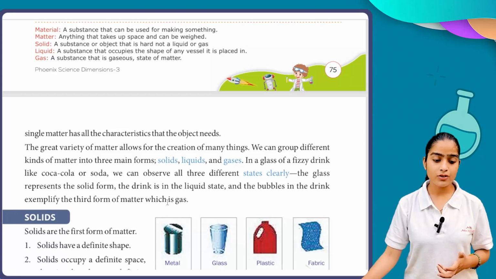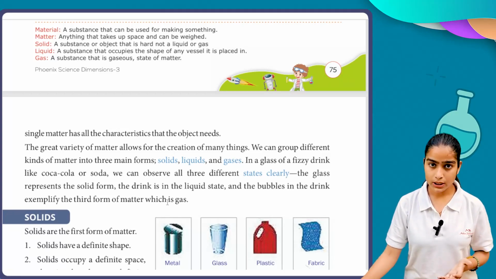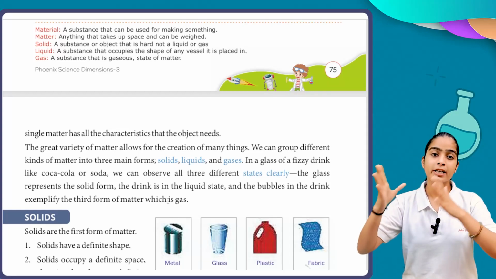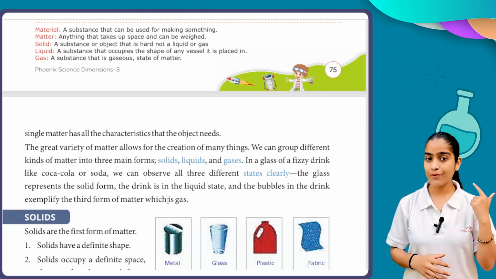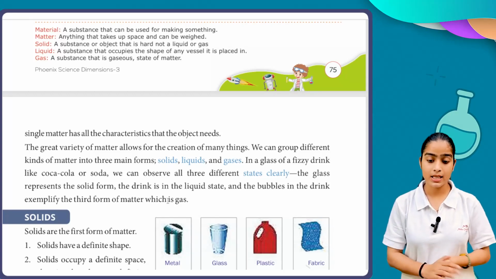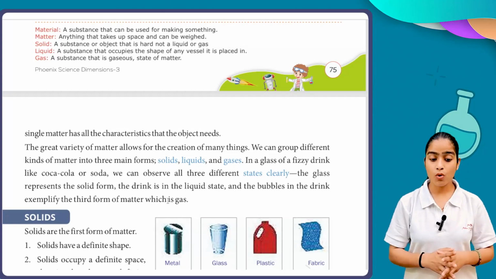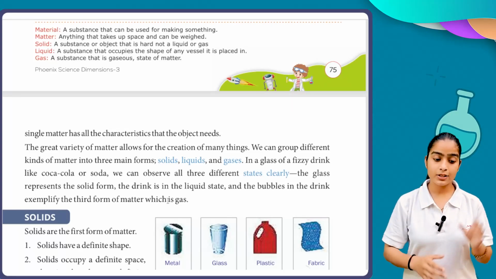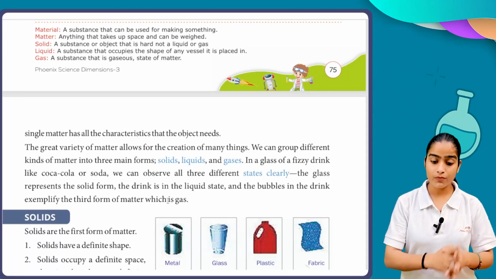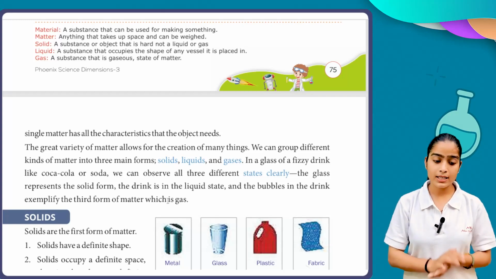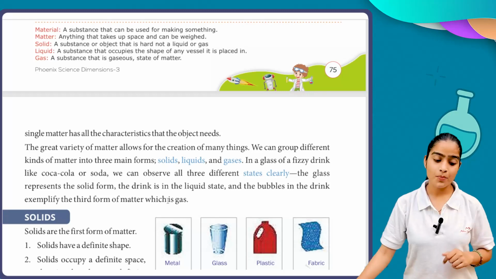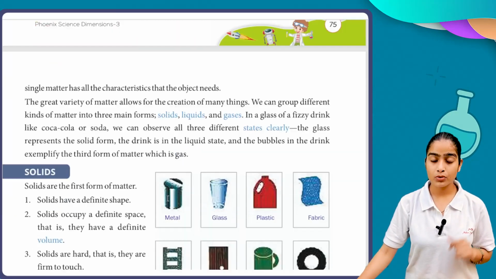We can group different kinds of matter into three main forms. As we already discussed, matter is categorized into three main forms. The first is solid, the second is liquid, and the third is gases. In a glass of fizzy drink like Coca-Cola or soda, we can observe all three states clearly. Your glass is in solid form, the drink is in liquid form, and the bubbles you see inside your glass are in gas form. So when you have a glass of Coca-Cola, you can simply see the three categories of matter.